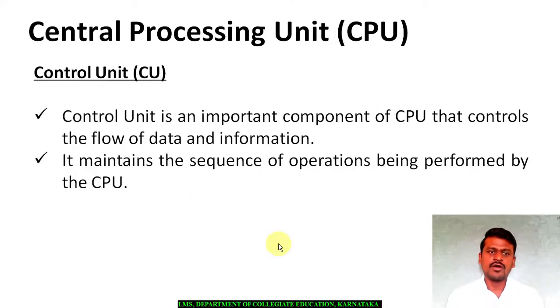So we can call it the control unit, an important component of the CPU that controls the flow of data and information. It maintains the sequence of operations being performed. That means the main operation of the control unit is to maintain the sequence of operations. When the user needs to input the data, or when the logical unit needs to perform an operation, or when the output needs to be shown in the output unit, all those sequences of operations are maintained by the control unit of the central processing unit, right? So these are the main operations of the control unit.